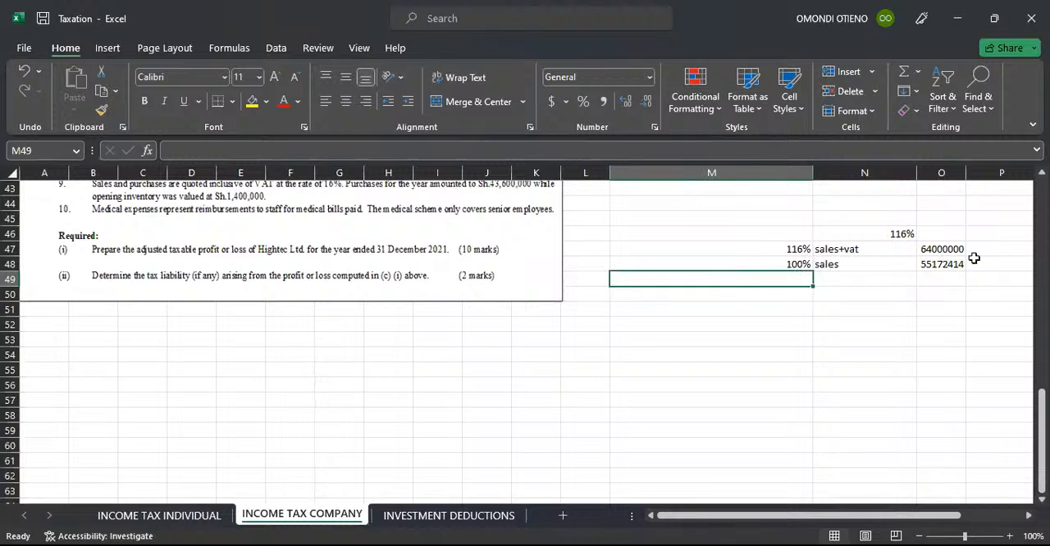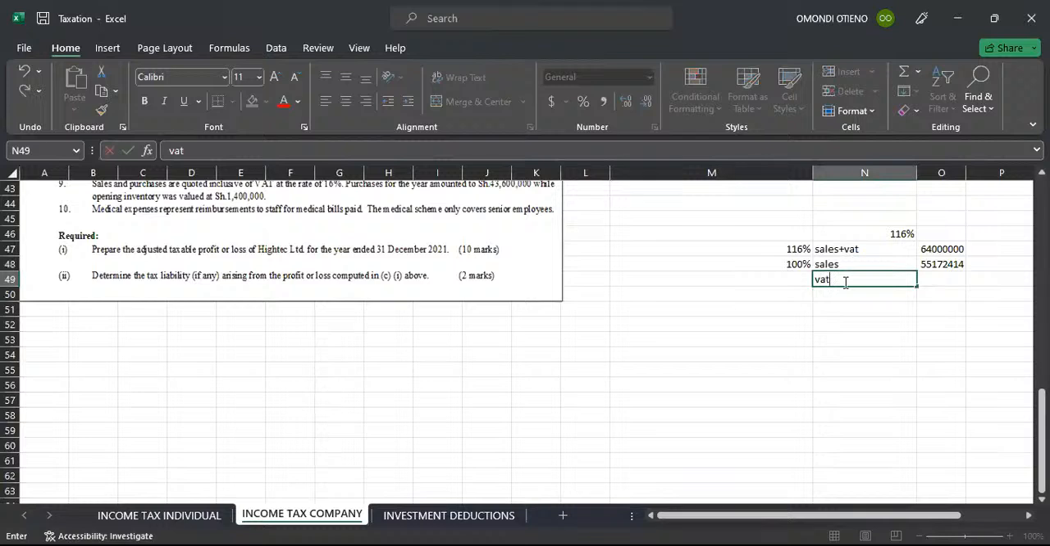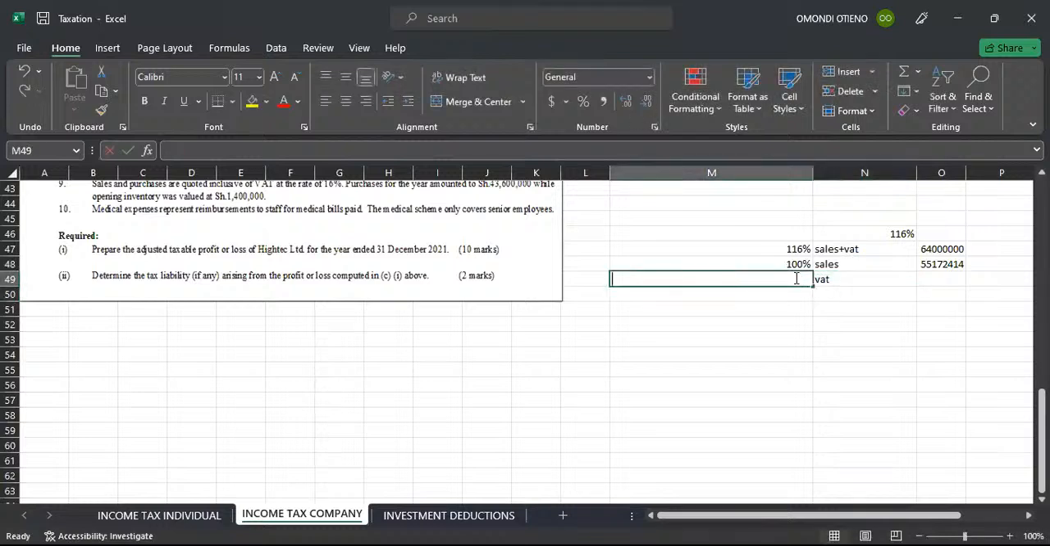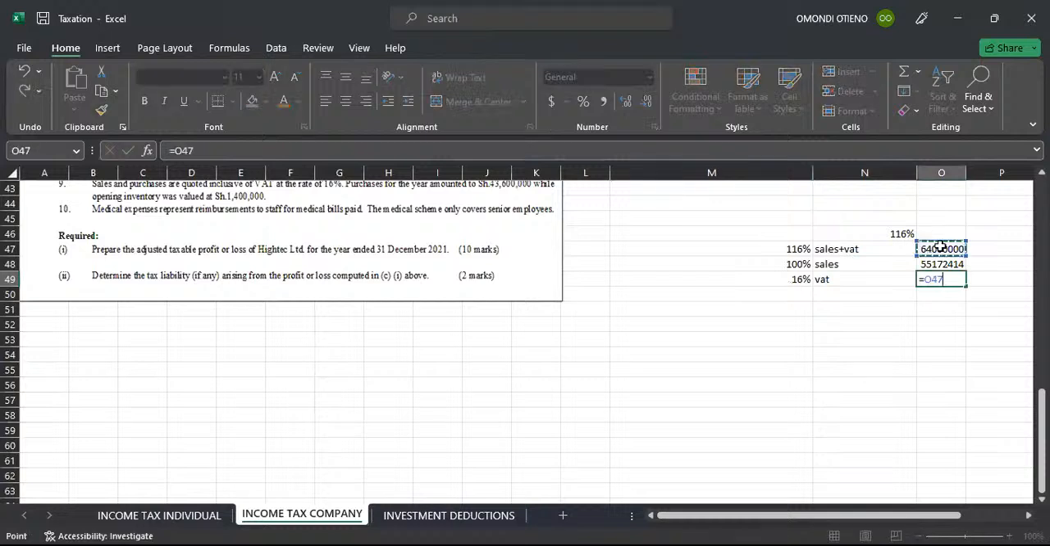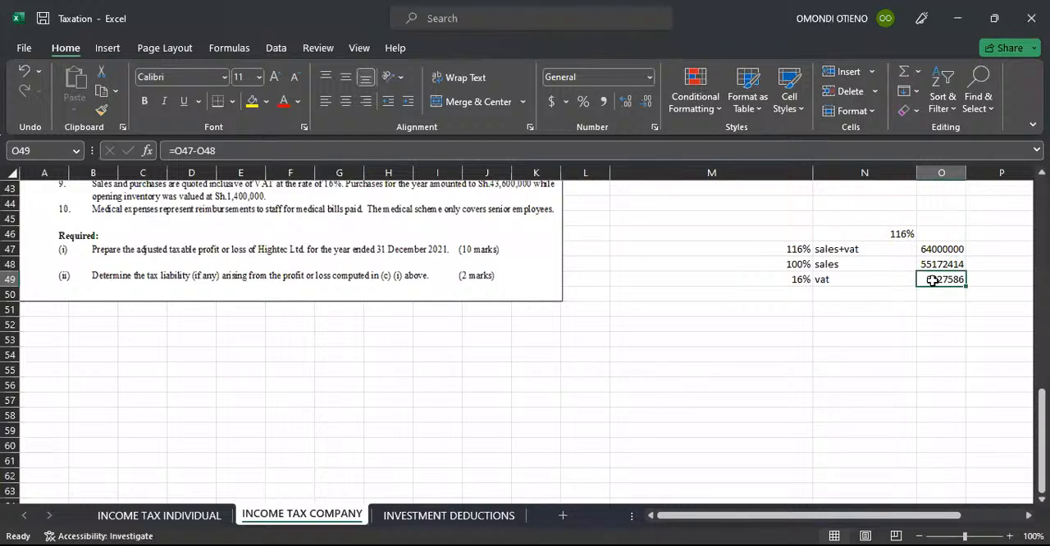So the value which you want to remove from this sales plus VAT is the VAT. And when we subtract, that is 64 minus real sales, we'll be able to get the VAT value. If VAT is the 16%, then as we said, it is 64 minus that to get VAT.